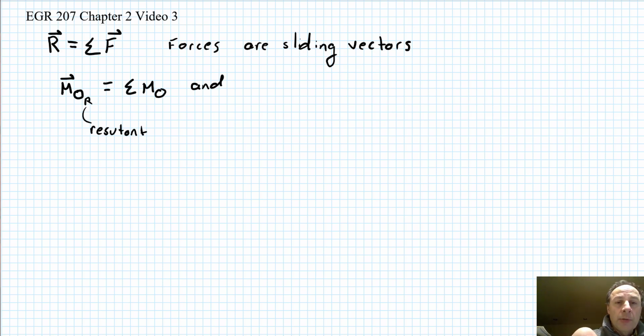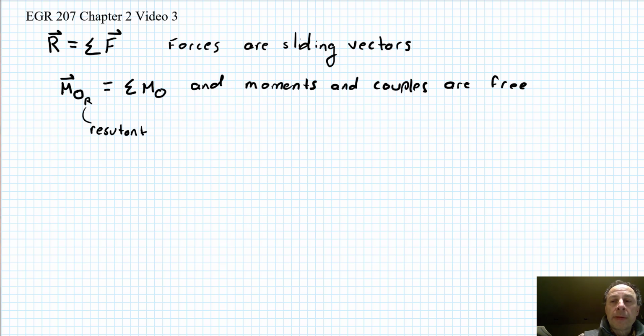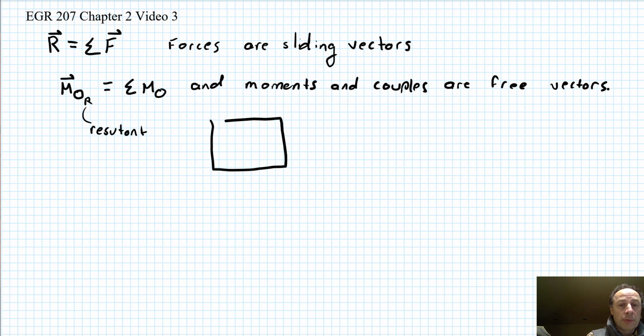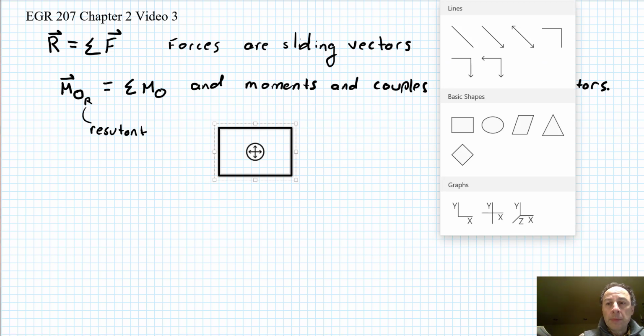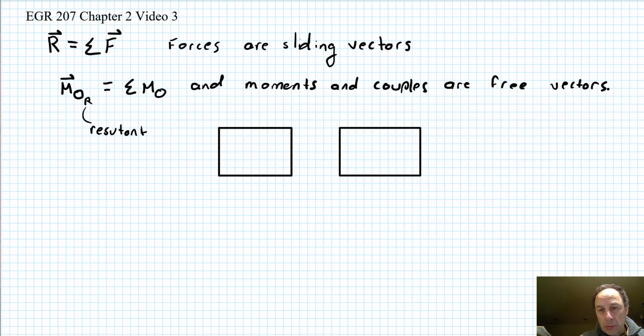And moments and couples are free vectors. They affect the entire object, so they can be moved anywhere on the object. So, like, if you have this rectangular object here. Oh, let's make that a little neater. Here, there. Okay, and we're going to do that again. Right here. Those look pretty similar.